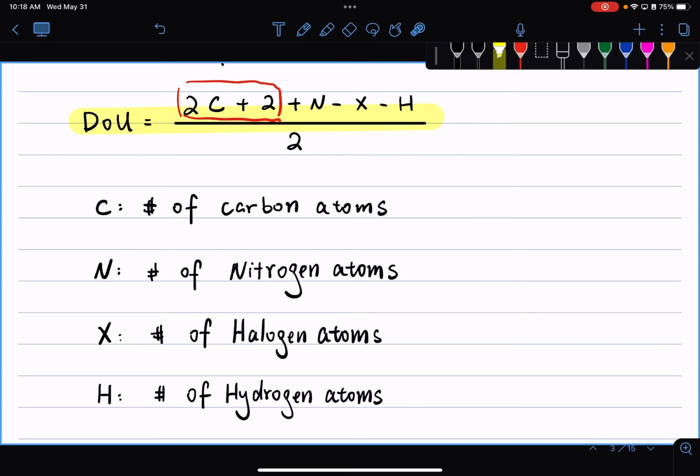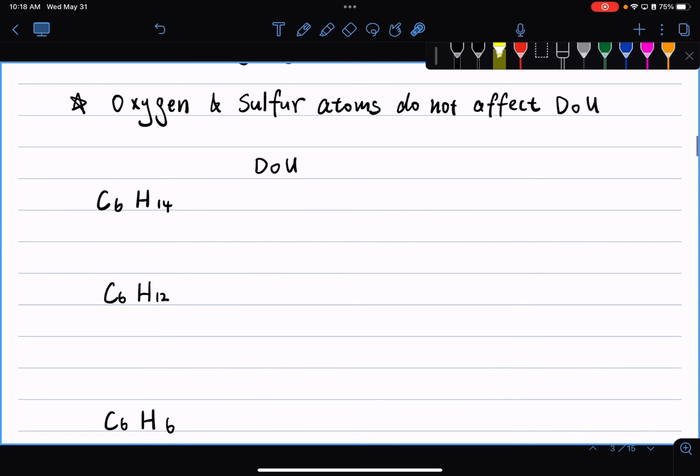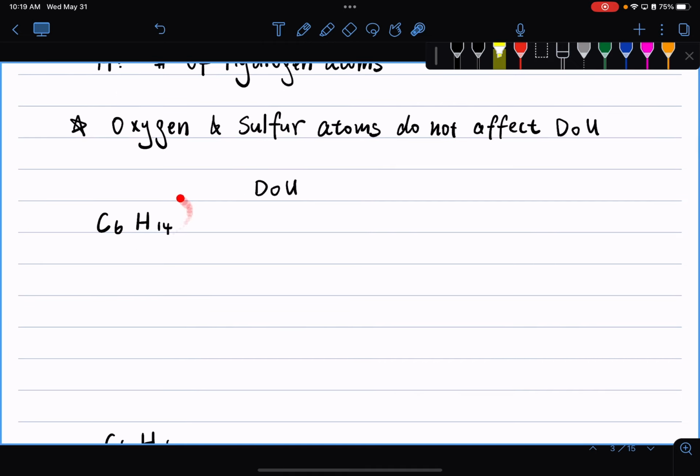Now let's do some practice problems together. Let's do these problems in 2 different ways. The first way is I give you the molecular formula and ask you to calculate the degree of unsaturation. And I might ask you to give me an example of what that molecule looks like. It doesn't need to be the same, but give me an example. So in this case, the molecule is C6H14.